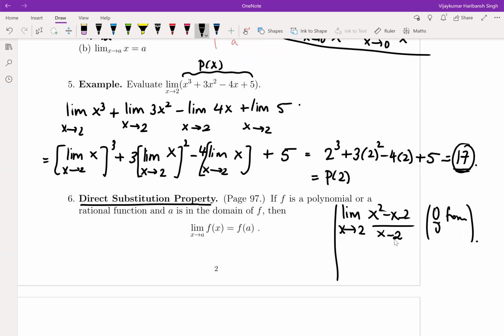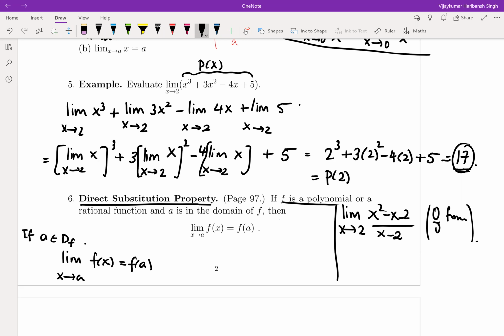So for that, we have what is called the direct substitution property. The direct substitution property tells you that if f of x is a polynomial, or f of x is a rational function, and your point a is from the domain of the function, then you can substitute to get the limit. What does it mean? It means that the limit as x goes to a of f of x is going to be f of a, provided a belongs to the domain of f. So if a belongs to the domain of f, where f is a special kind of function, polynomial or a rational function, then you get the limit directly.